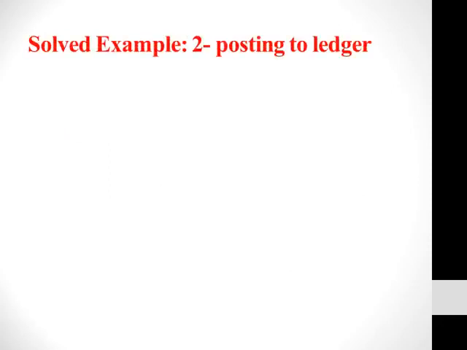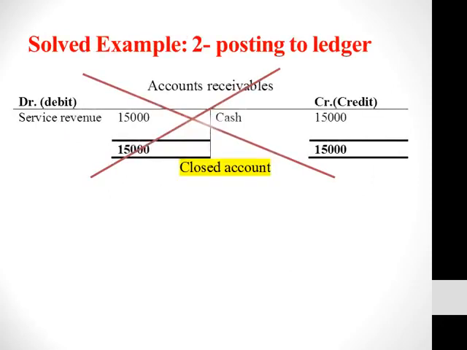Now let's see and talk about accounts receivable account. This account will be a closed account. What do you mean by closed account? It happens when the debit side exactly equals the credit side. So there is no balance, neither debit nor credit. So we call it a closed account. And this means that it will not appear within the trial balance.